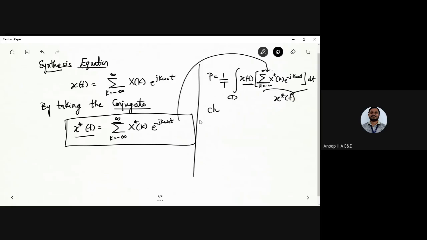Again, changing the order of summation and integration. Okay, you can change it and do let me know the answer soon. Anyone? Changing the summation and integration order.